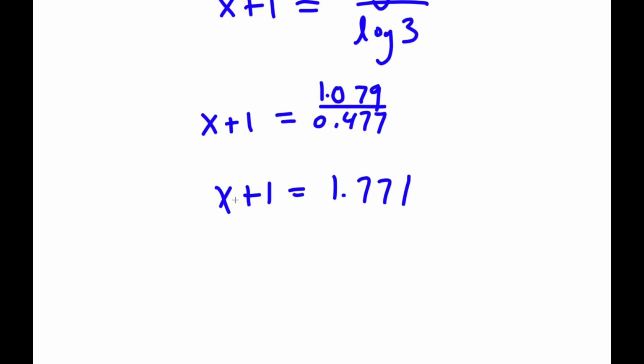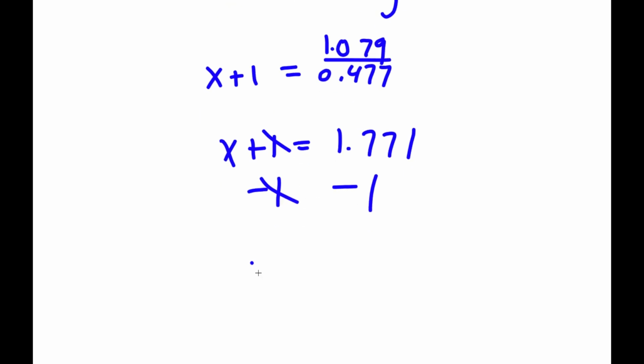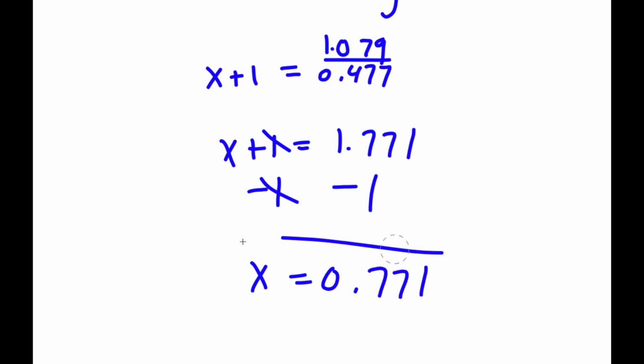1.771. Now I have x plus 1 equals 1.771, so all I have to do is simply subtract 1 on both sides, and I get x is equal to 0.771. So this is my answer.